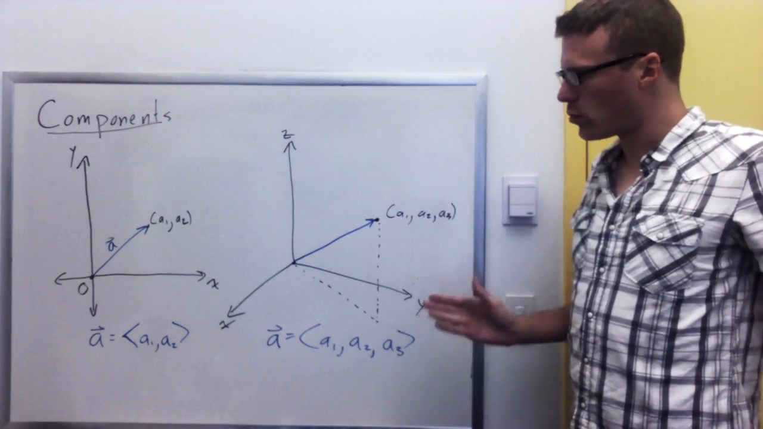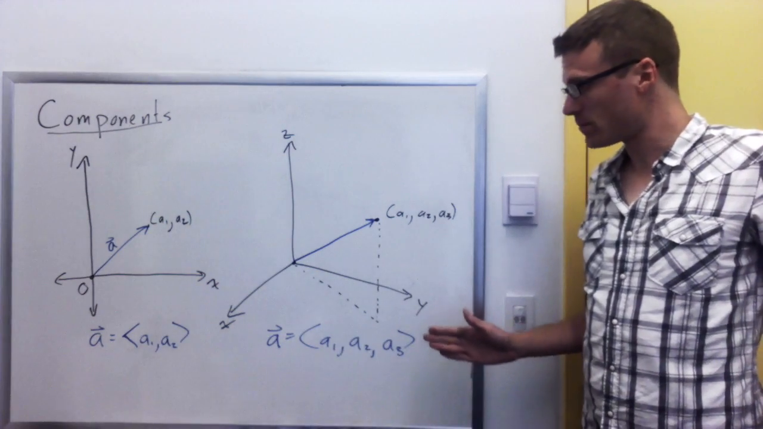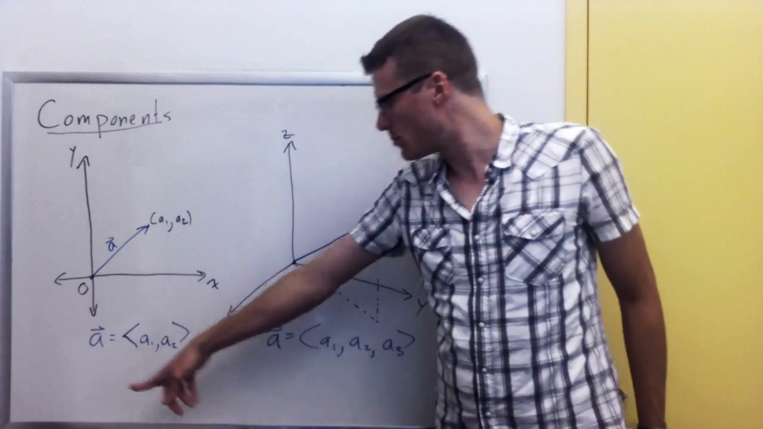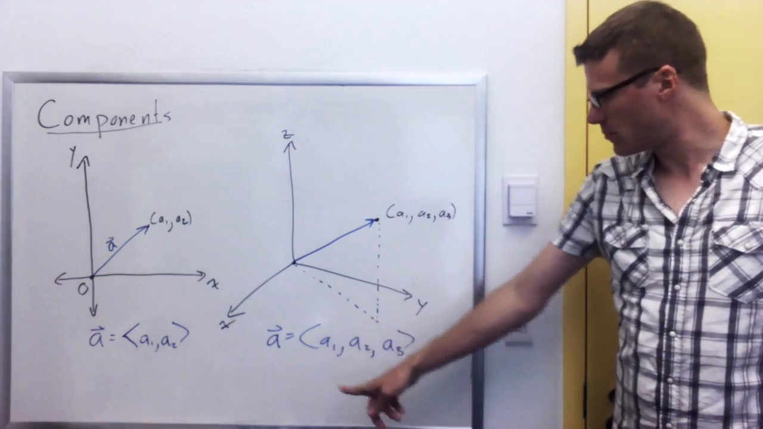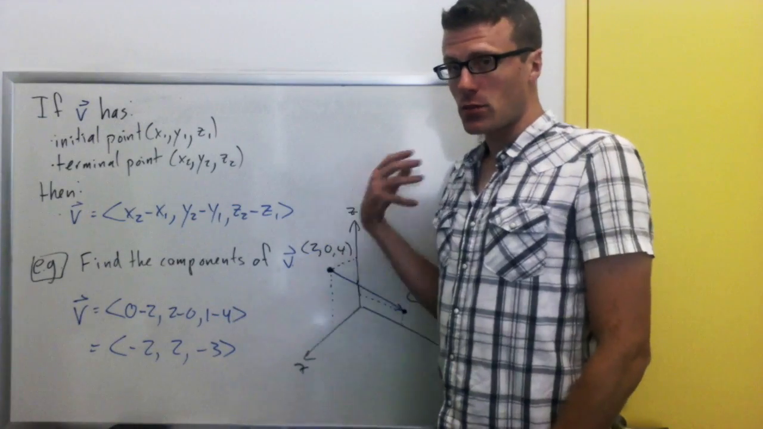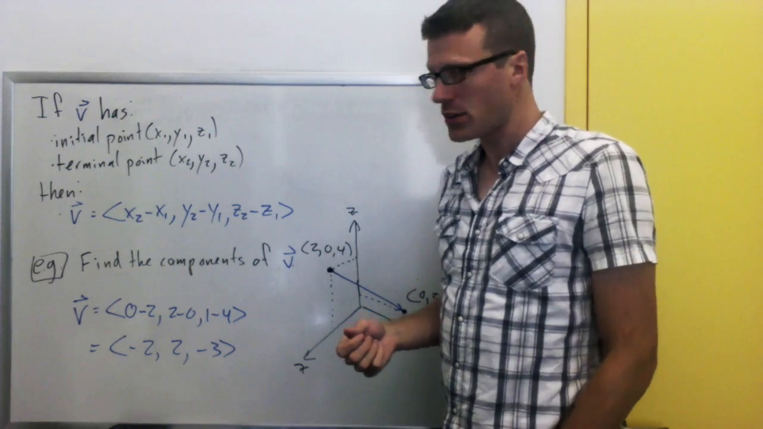Just like with coordinates, these are ordered pairs or triples. The order that you write them in matters. And just like with coordinates, we can call this the x component, the y component, z component. Okay, so what if we start with a vector that does not have initial point at the origin?